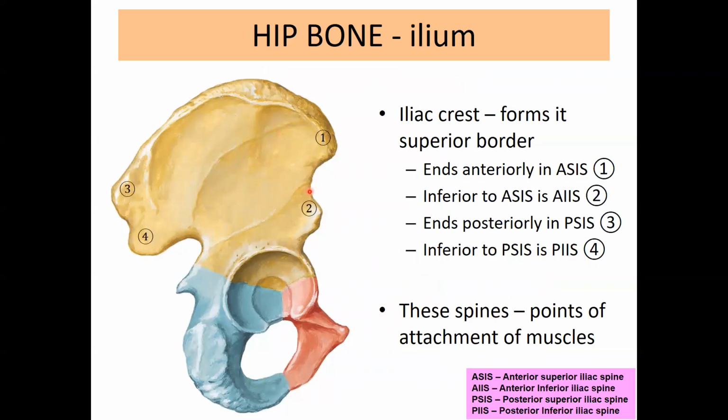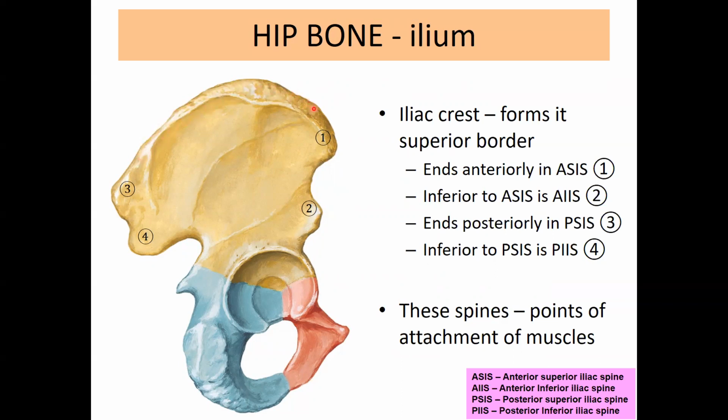The structure that you have to know in the ileum is the iliac crest. This is the iliac crest, up here. The iliac crest forms the superior border of the ileum, the superior border of the hip bone. This is the iliac crest.